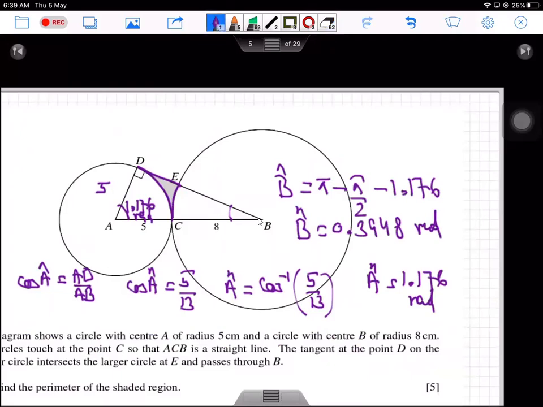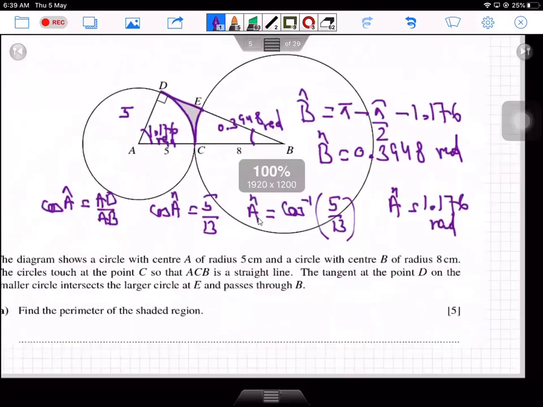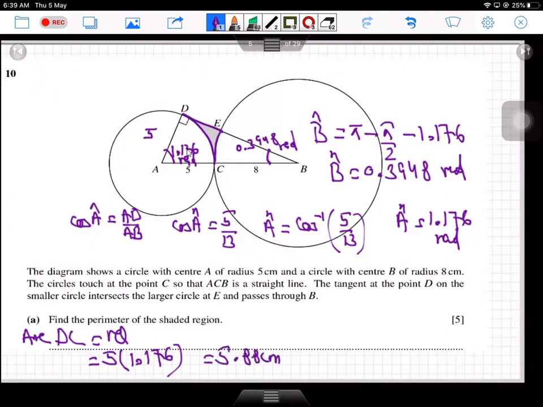Now we can easily find the arc lengths DC and EC. In order to find the arc length DC, the formula is r theta. This is the formula for arc length. The radius over here is 5, and the angle is 1.176 radians. So 5 multiplied by 1.176 is 5.88 centimeters. This is the arc length DC.